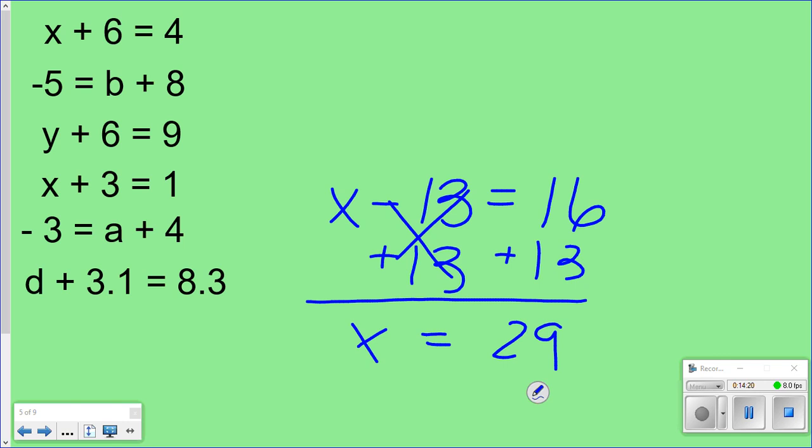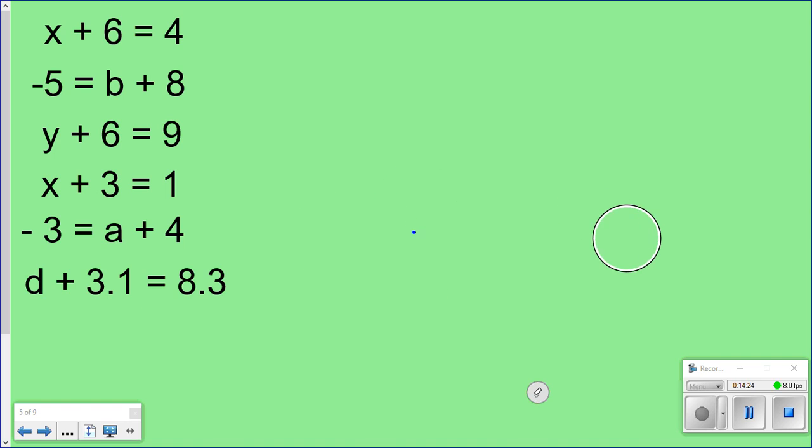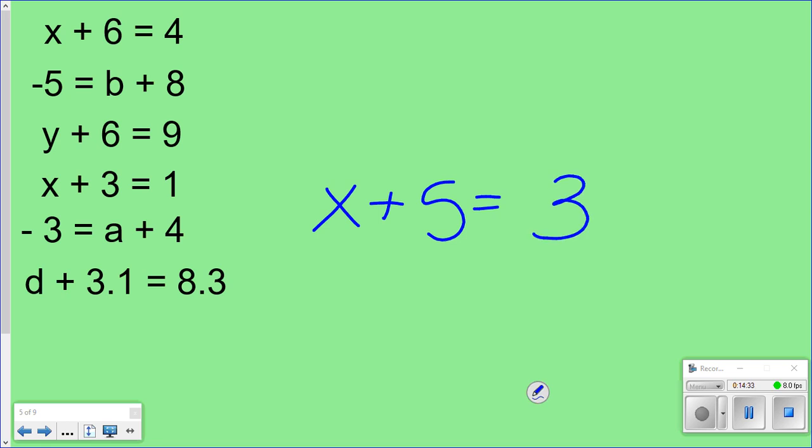Very good. Let's do a few more tricky ones now. It is easy. Once you get the hang of it, very easy. Let's do one like this. X plus 5 equals 3. Do you want to try it yourself? All right, try it. See what you come up with.